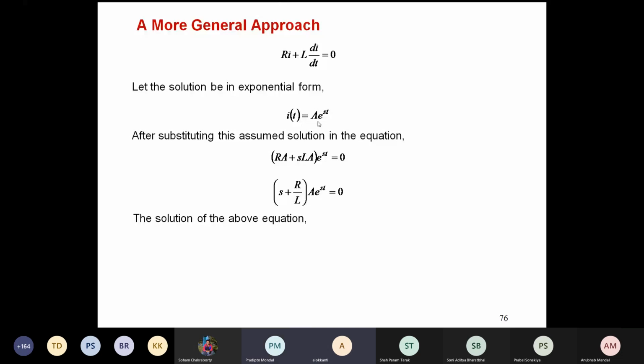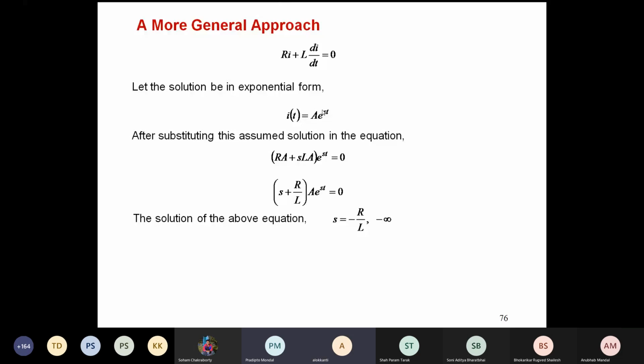S equal to minus infinity will become an indeterminate form, because infinity is also multiplied with it. S plus R by L is still there, so it will be 0. If you put S equal to minus infinity, it will again make I(t) 0. But it is not an indeterminate form.